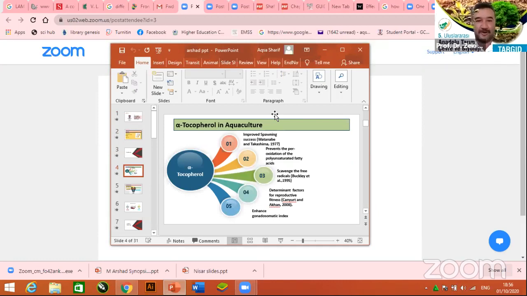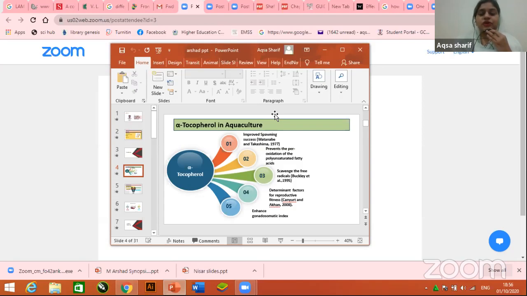In this research project, I used alpha tocopherol, that's vitamin E. It has various physiological benefits for fish health. For example, it can improve spawning success, and it also prevents peroxidation, that's the oxidation in the body, which is dangerous for aquaculture animals. So vitamin E prevents peroxidation.